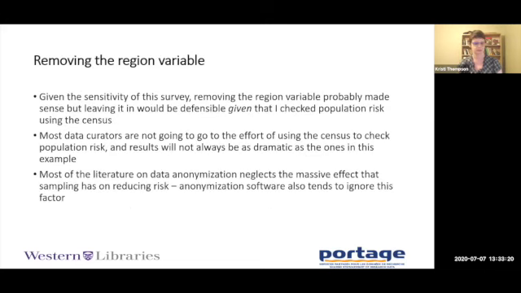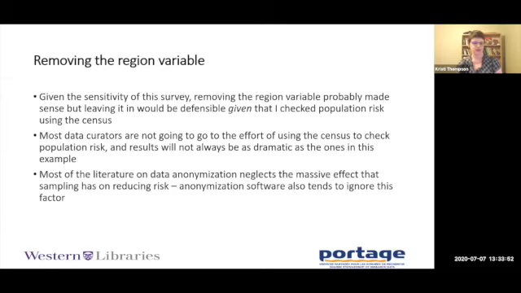Given the sensitivity of this survey, removing the region variable probably made some sense, but leaving it in would have been defensible given that I checked population risk using the census. Most data curators, however, are not going to go to the effort of using the census to check population risk, and results will not always be as dramatic as the ones in this example. This really was a relatively small percentage of the sample of 13 to 15-year-olds in Canada as a whole at the time.